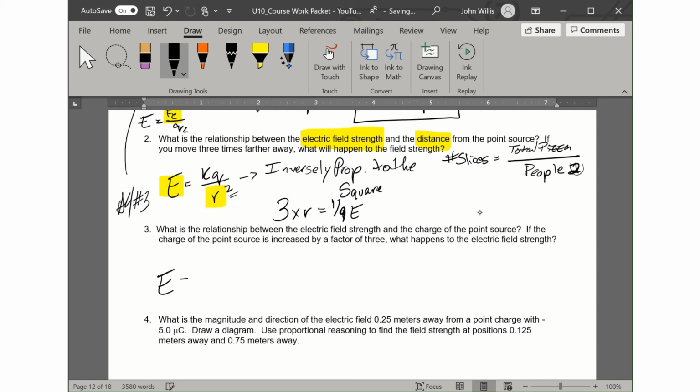right? Same equation. E is equal to KQ over R squared. And in this one, I'm comparing electric field strength, which is E, to the charge. And because that charge is in the numerator, or the amount of pizza that I made was in the numerator, if I double the amount of pizza that is there, I get twice as many slices. Everyone gets twice as much, right? That's really the idea here. So this is a representation of a directly proportional relationship.